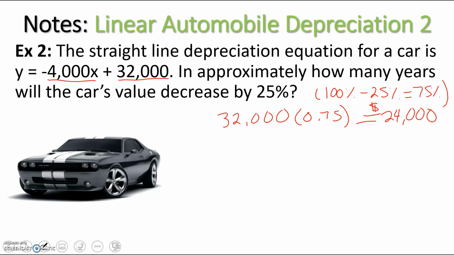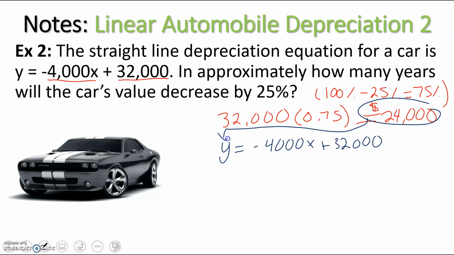So $24,000 represents the value, and the variable in our equation that represents value is y. So we're going to take our equation, y equals negative 4,000x plus 32,000, and replace y with this 24,000 in order to figure out x, the years for when it will be that value. So we have 24,000 is equal to negative 4,000x plus 32,000. Now, in order to solve this equation, we're going to start by removing the 32,000 from both sides of the equation.